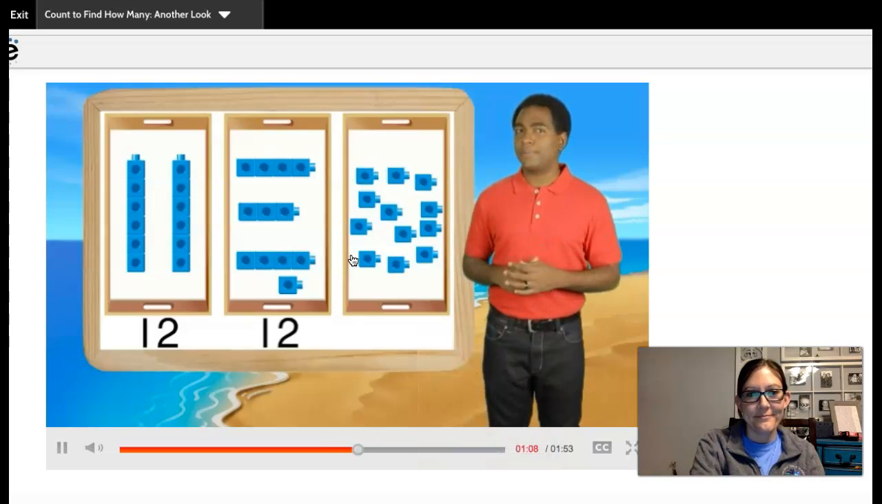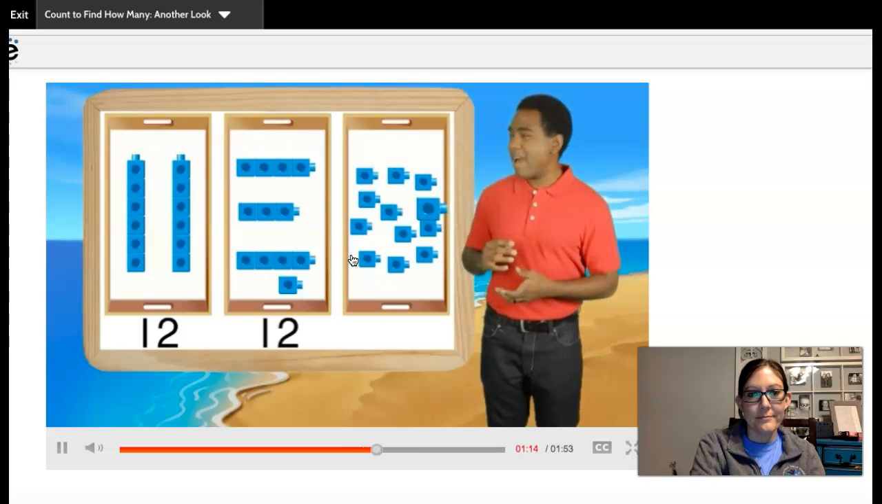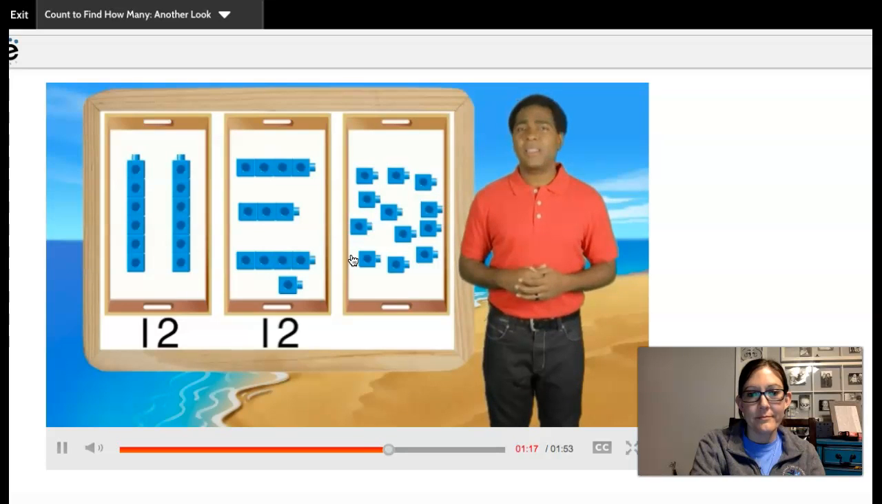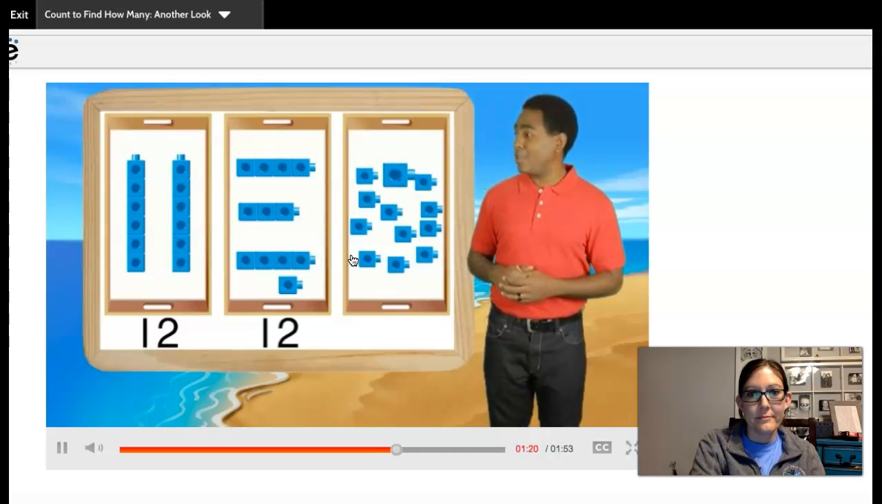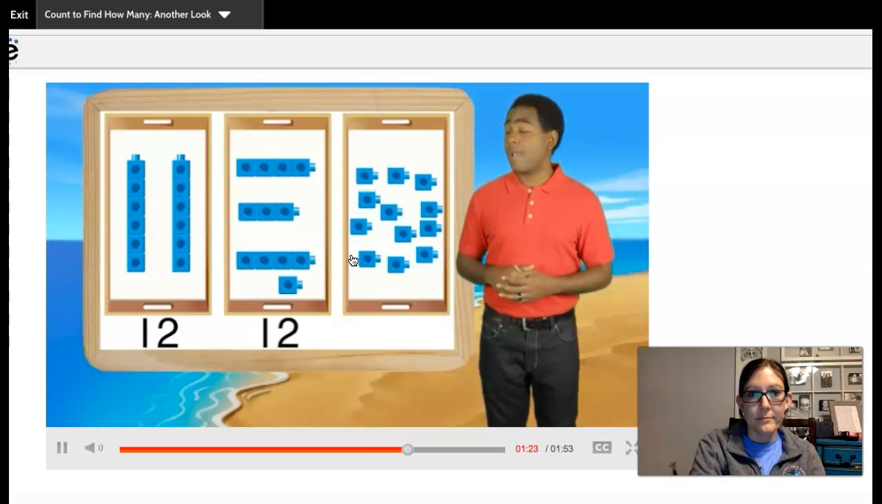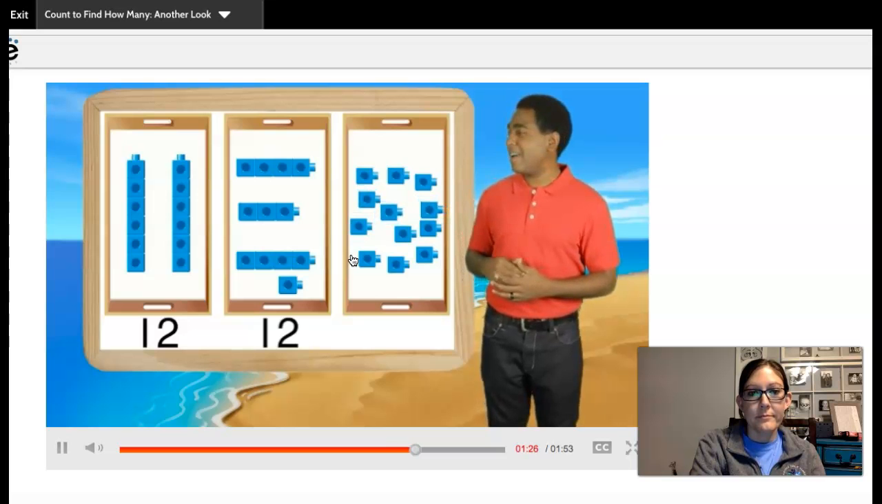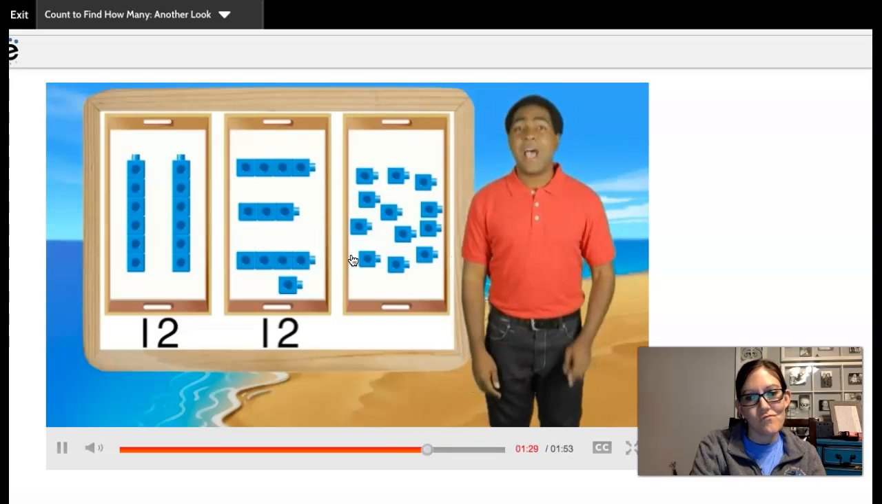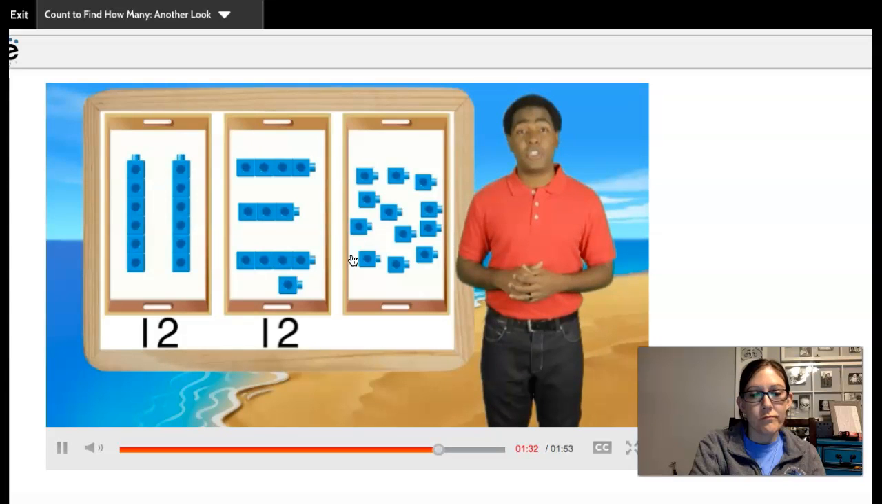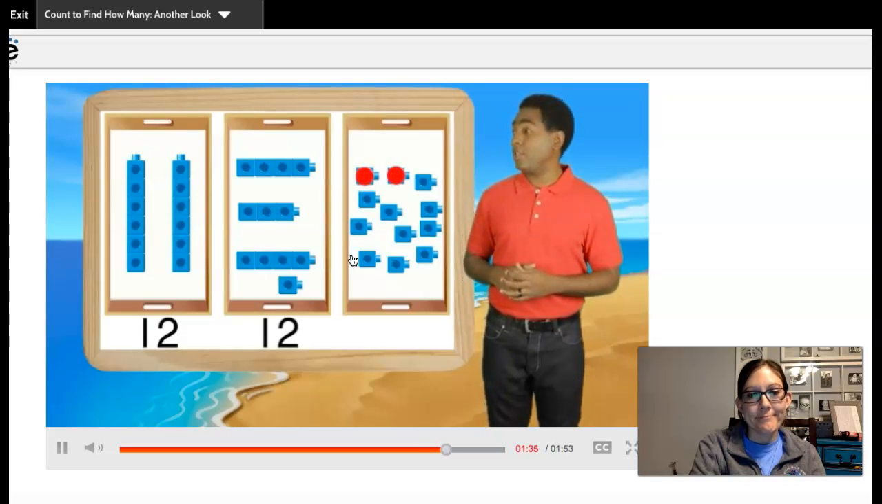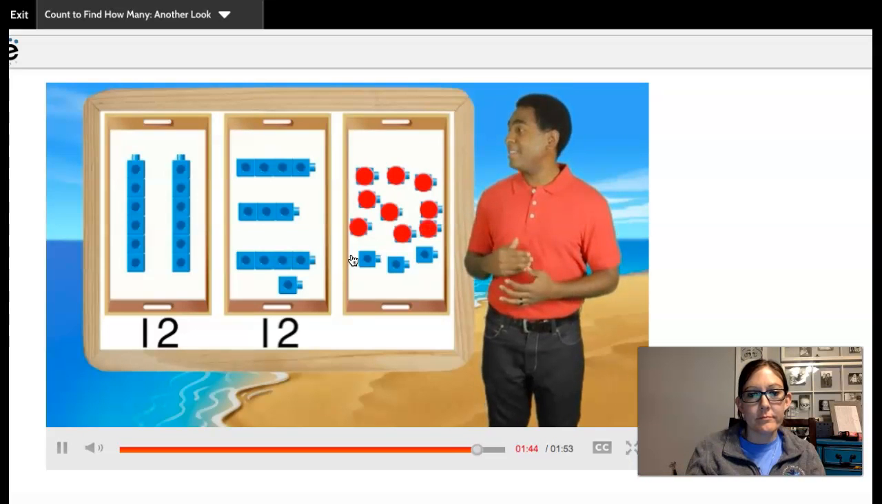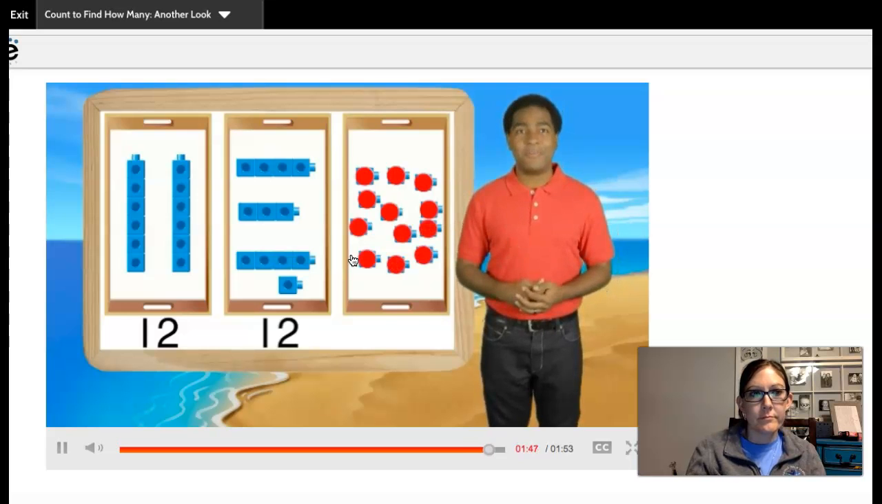Let's try starting here. 1, 2, 3, 4, 5. Rats. I think we missed one. Let's start again. 1, 2, 3, 4, 5, 6, 7. Lost count again. I know. Let's place a red counter on top of each cube as we count it. 1, 2, 3, 4, 5, 6, 7, 8, 9, 10, 11, 12. That was much easier. Now we have 12 cubes on each tray.